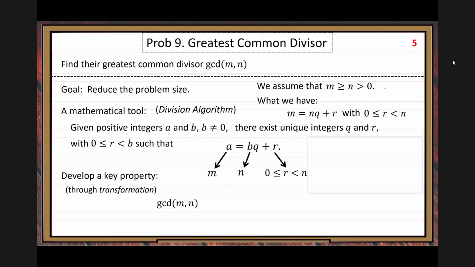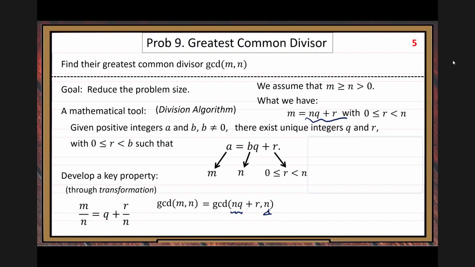First, let us replace M by this expression, NQ plus R, comma, N. Here you can see there is a term that is an N multiple. Our divisor is N, but the number to be used for the division has an N multiple part. So if you look at the fraction, we know division has the same equivalence.